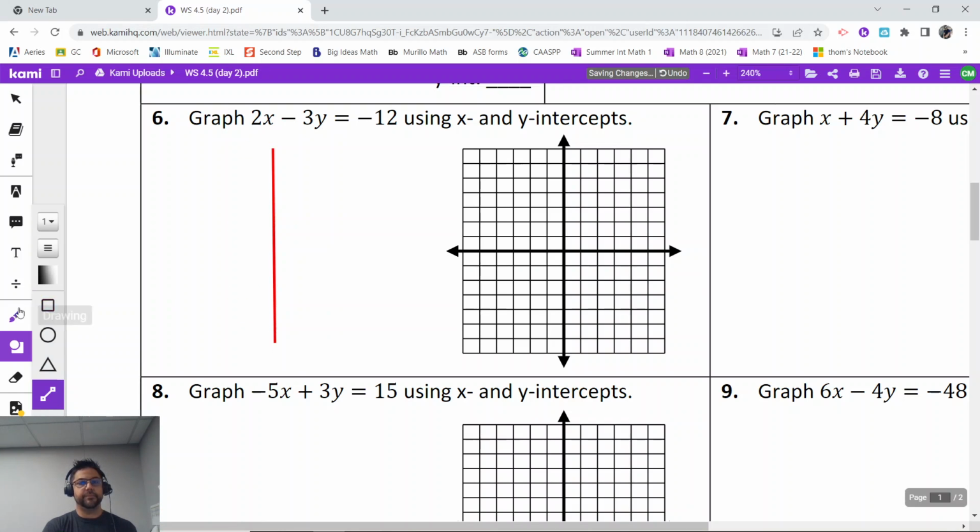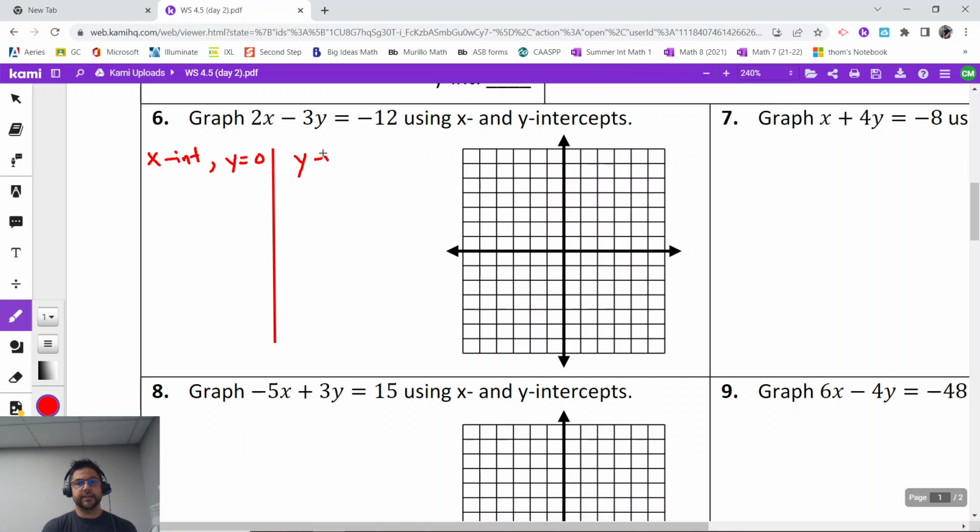Just a little bit better for me. And we're going to go ahead and write x-intercept, y equals 0. Y-intercept, x equals 0. So again, set them up, solve each one individually, and remember, please do not combine them. Do not combine them. So let's see here.